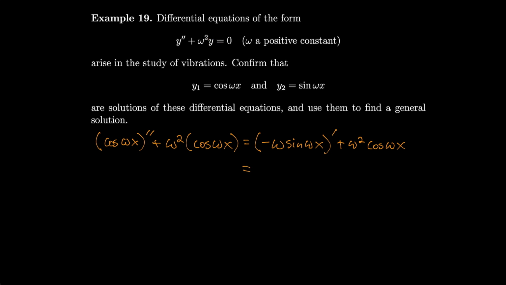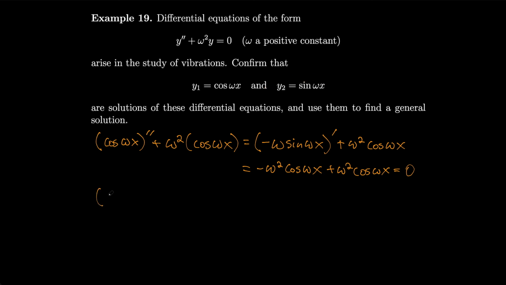And I'll take one more derivative, so the derivative of sine will be cosine. I'll have to hop out that omega again because it's a constant, so I'll get minus omega squared cosine omega x plus omega squared cosine omega x. Oh, that's beautiful, it's 0. They cancel each other out. Okay, now let's check the other one, y2.